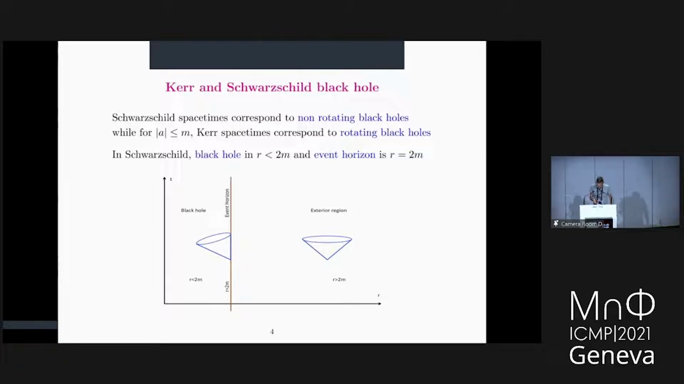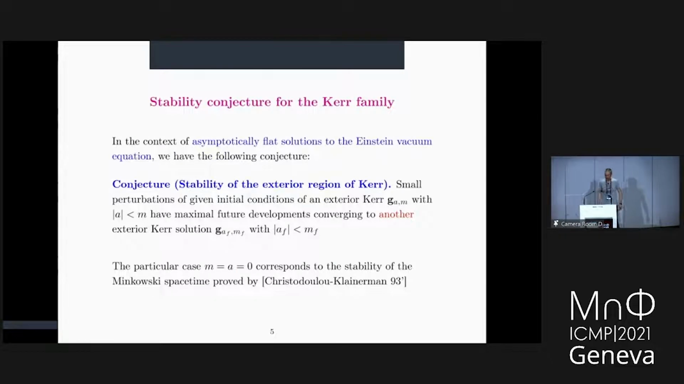OK. So now let me state the conjecture I'm going to consider in this talk, which is the stability conjecture of the Kerr family. Let me repeat that we are in the asymptotically flat case. So we look at asymptotically flat solutions to the Einstein vacuum equations. And then you have the following conjecture.